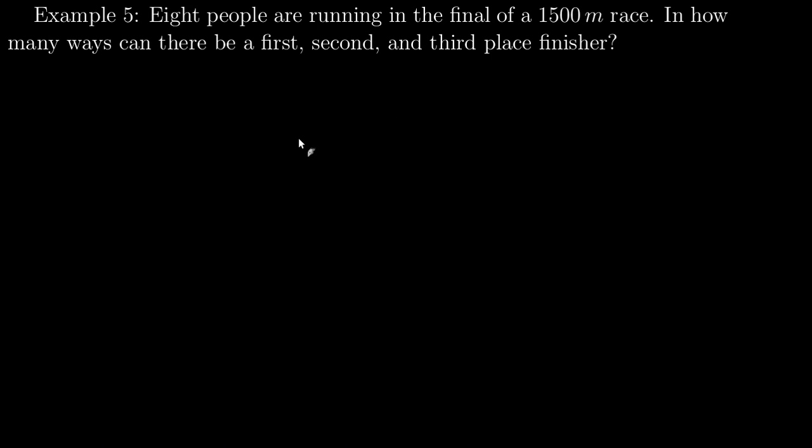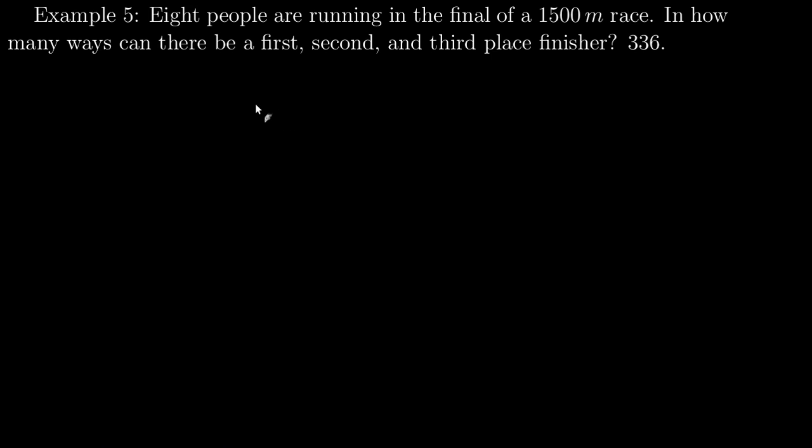Okay, example 5. 8 people are running in the final of a 1,500 meter race. In how many ways can there be a first, second, and third place finisher? Take a few minutes and try to solve this. All right, there are 336 ways.